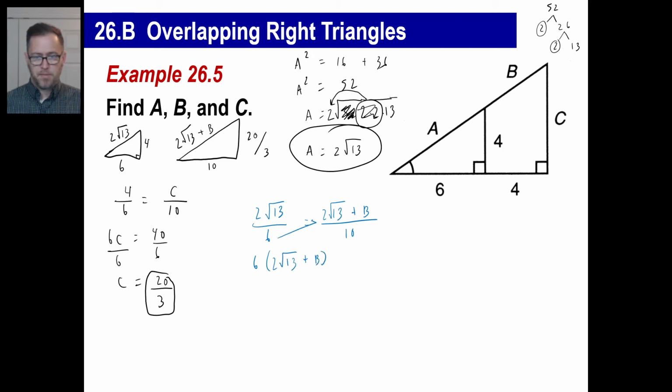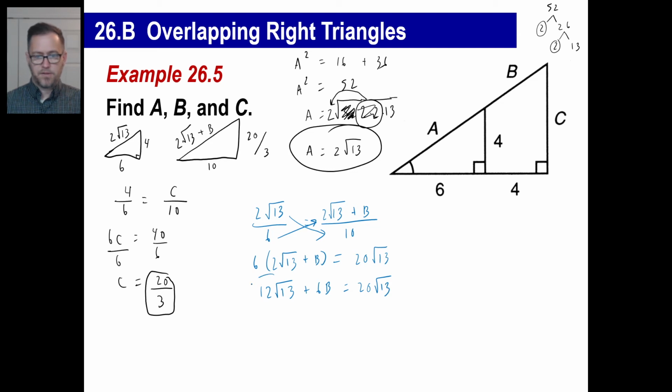Okay, this times that is equal to 2 square root of 13 times 10. Well, 2 times 10 is just 20. That's going to be a square root of 13 right there. Okay, let's distribute. 6 times 2 square root of 13 is 12 square root of 13, plus 6b. That equals 20 square root of 13.